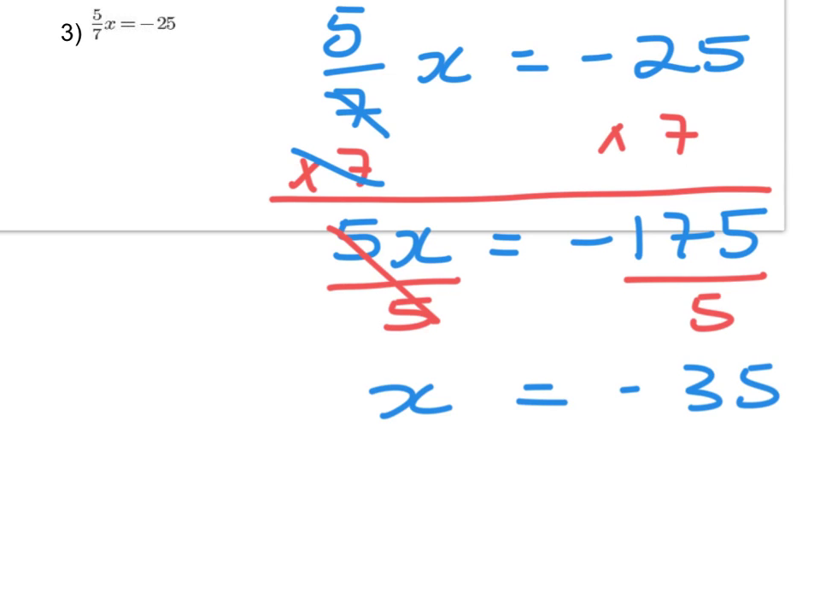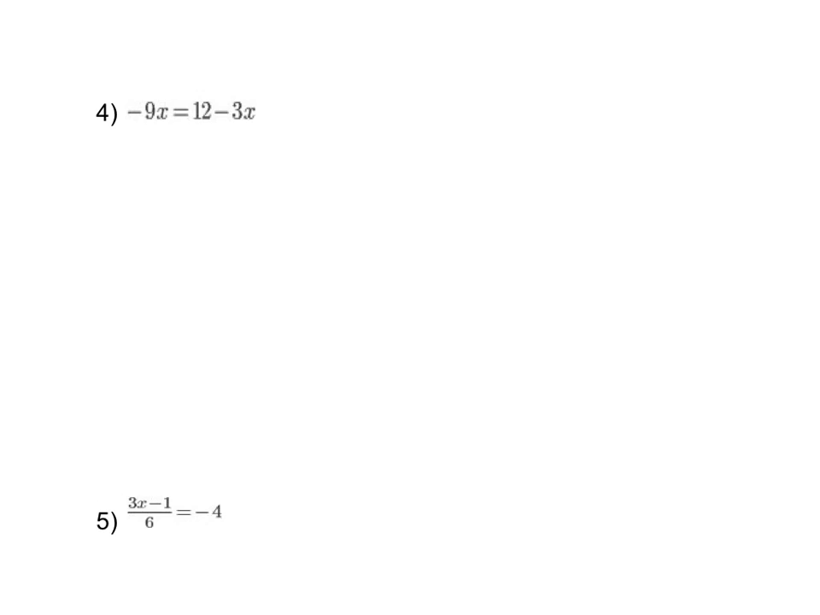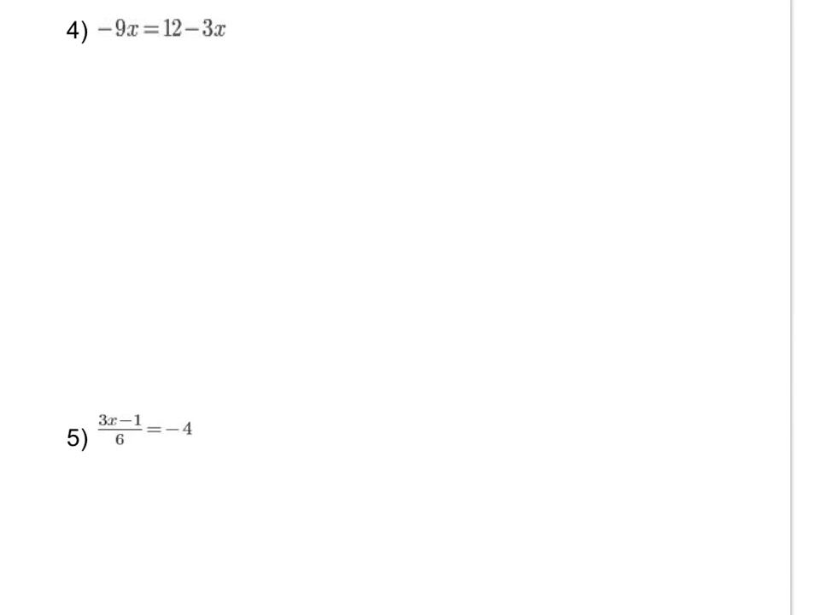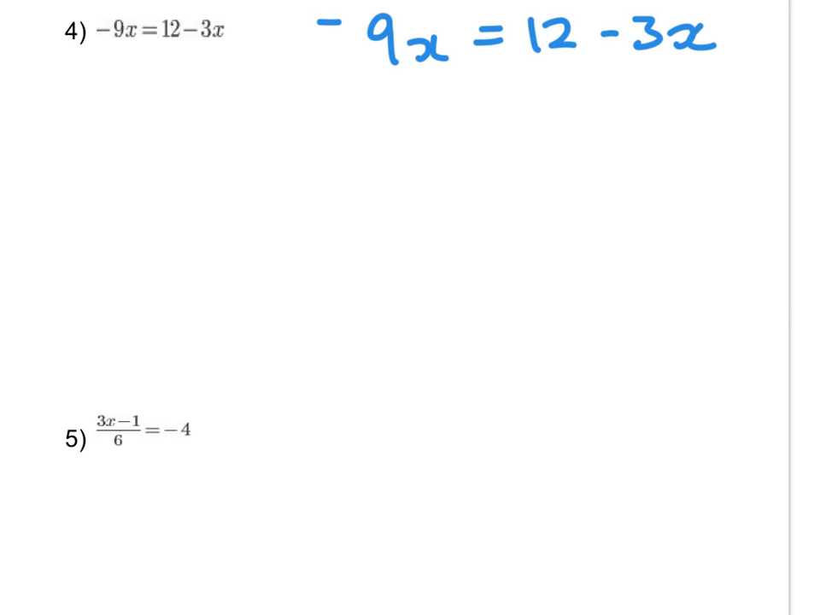Let's try these two more. So, what have we got? This one might be a little bit trickier. I'm going to write it out: minus 9x equals 12 minus 3x. Now, the problem in this situation is that you have an x term here on the left and an x term on the right. You don't want that. What you want is all the terms with the x's in it to be on the same side of the equal sign. So we need to get them together.